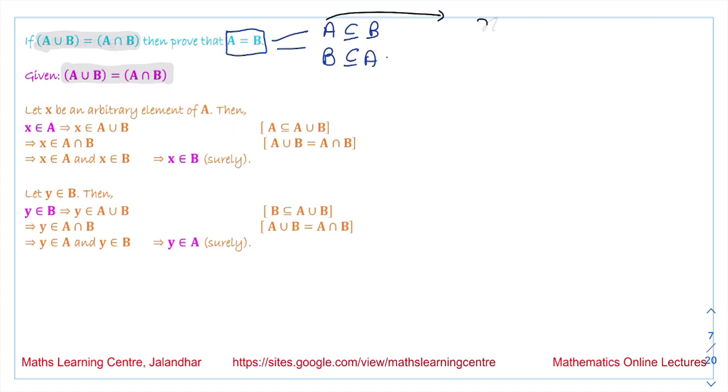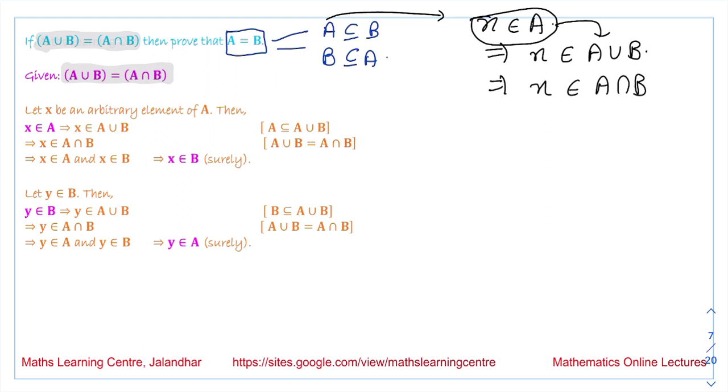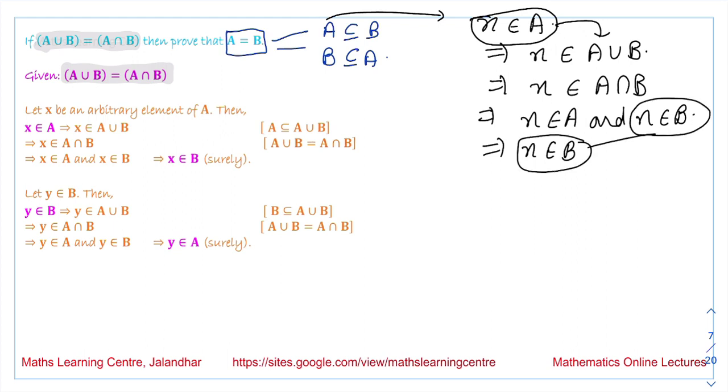For the first part, let there be an arbitrary element x from A. Now x belongs to A, so this implies that x belongs to A union B, because x is an element of A. It is given that A union B is equal to A intersection B. So this means that x belongs to A and x belongs to B. It means x belongs to both A and B, so x belongs to B. So x belongs to A implies x belongs to B, and this means that A is a subset of B.